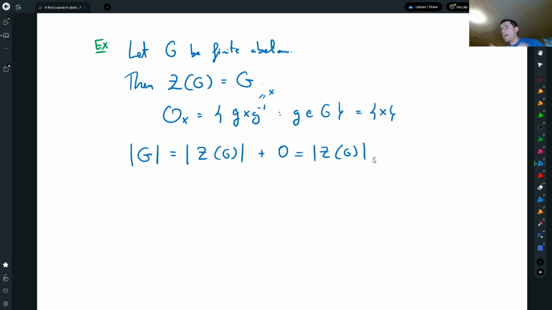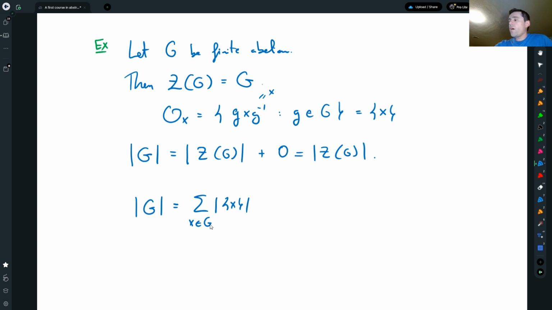Okay, so in that case, every orbit is exactly the orbit of one element, or if you want, you can write it: G is the sum of disjoint orbits, but every orbit has exactly one element. So that's how it reads.